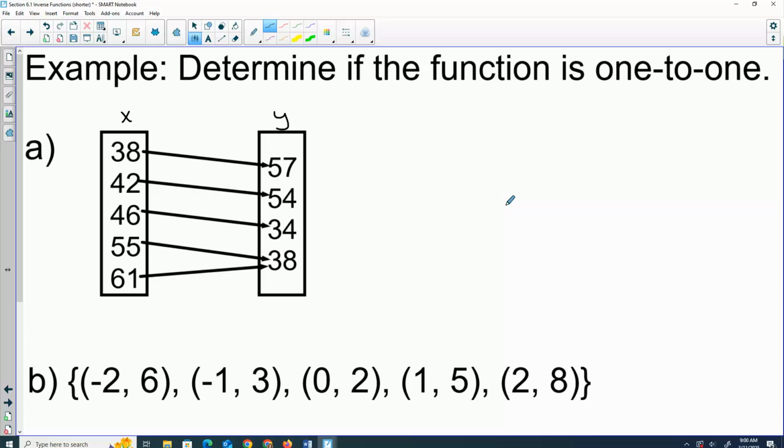If it's one-to-one, what does that mean? Look back on the previous slide. What did I write down? If it's one-to-one, y doesn't repeat. Is this one one-to-one? No, because 38. Two different x's give me 38 as an answer, so it is not one-to-one.